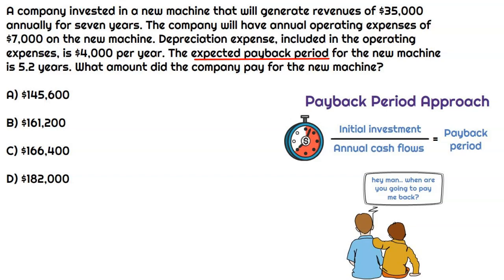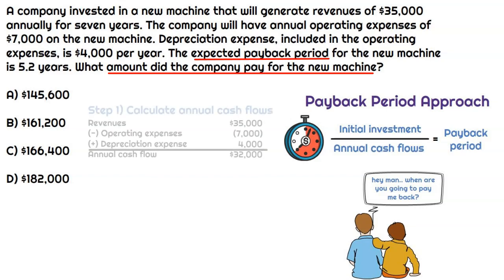So what we need to do in this question, because it's specifically asking about what amount the company paid for the new machine. So we look at the formula, well, we're already given the payback period, it's 5.2 years, and then the annual cash flows, we need to calculate that, right? So that is going to be our step one.